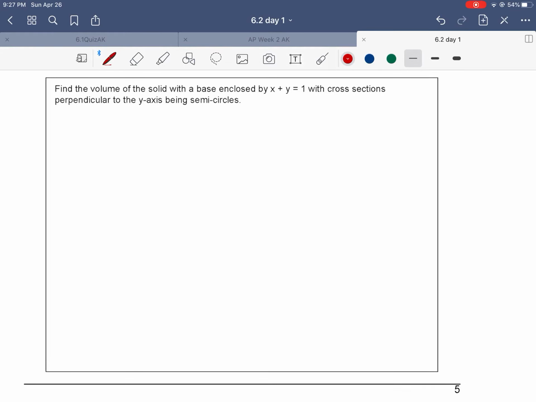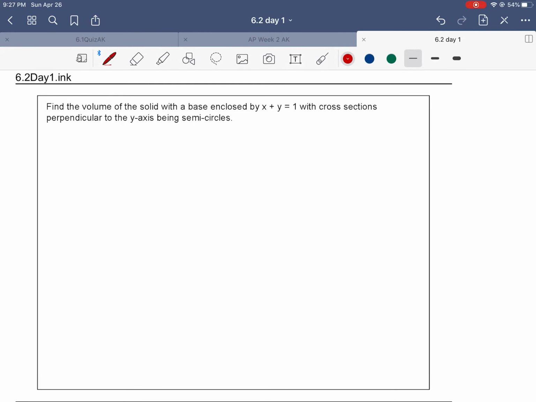All right, so find the volume of the solid with a base enclosed by x plus y equals 1. This should say within the first quadrant. With cross sections perpendicular to y, semicircles. So again, translate parallel to x. Horizontal, x equals. Okay. Get the basic graph, x plus y equals 1.